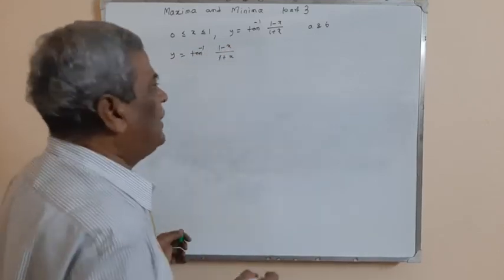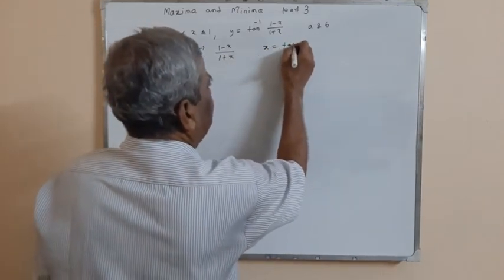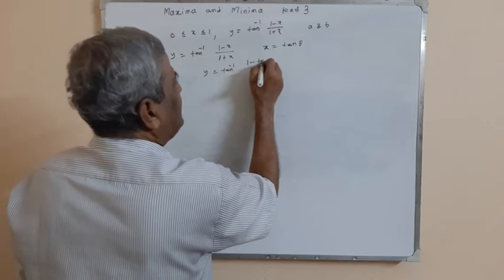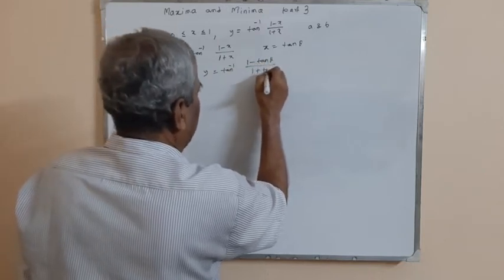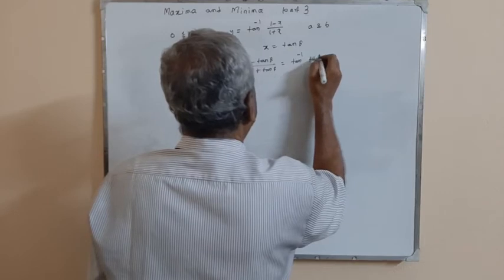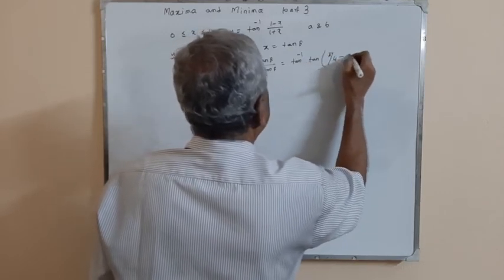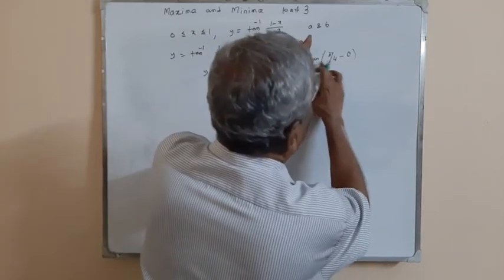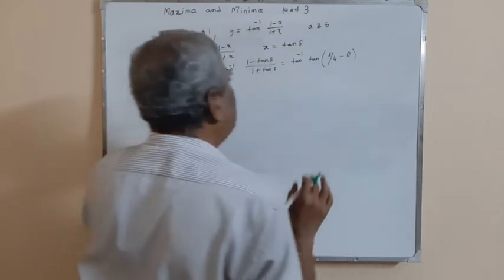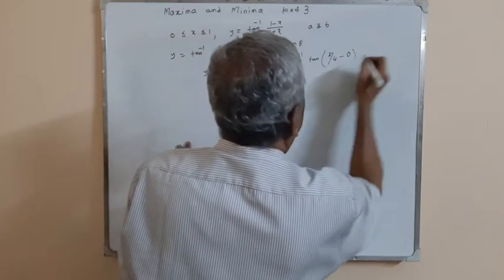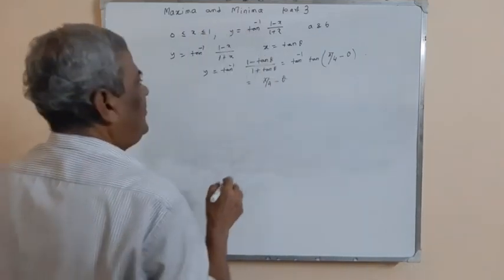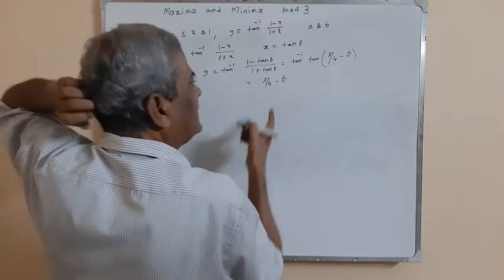It can be simplified by putting x is equal to tan theta. So that y is equal to tan inverse of (1 minus tan theta) by (1 plus tan theta). It is equal to tan inverse tan of (pi by 4 minus theta), because tan of (pi by 4 minus theta) is (1 minus tan theta) by (1 plus 1 into tan theta). So it is equal to pi by 4 minus theta. So y is equal to that.